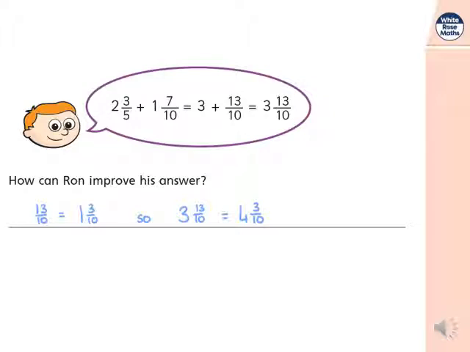Here is our answer. He did get the right answer, but if we noticed, 13/10 is actually an improper fraction, and what he could have done is converted it to a mixed number. 13/10 is 1 whole and 3 tenths. So his final answer of 3 wholes and 13 tenths could actually have been 4 3 tenths. Well done if you managed to get that one.